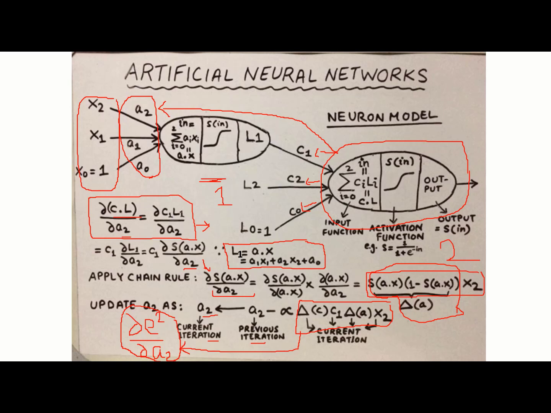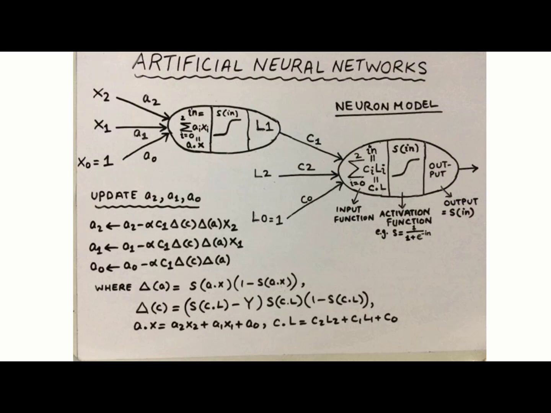And this expression, now that we have solved this, part of which was shown in the previous slide and the part over here, this is what you're going to get. This is equal to partial C, this is the part that we showed in the previous slide, times C1. The C1 is the corresponding output coefficient that is multiplied with L1, times delta A times x2. So x2 is the input, which is multiplied by A2.